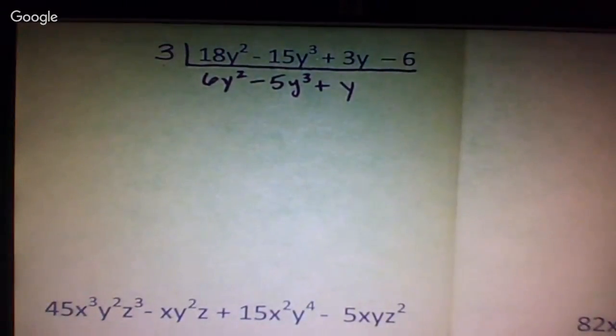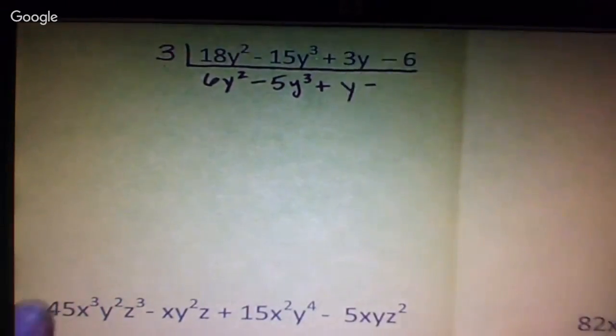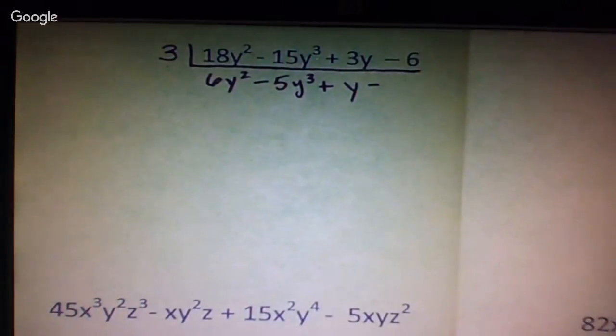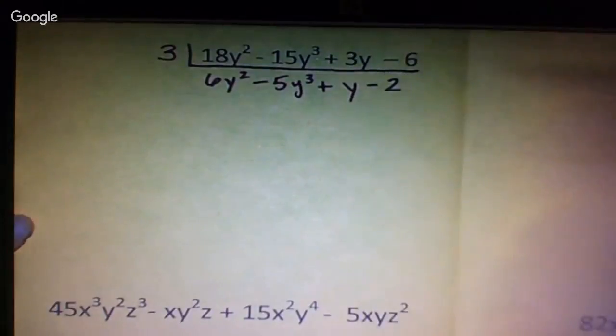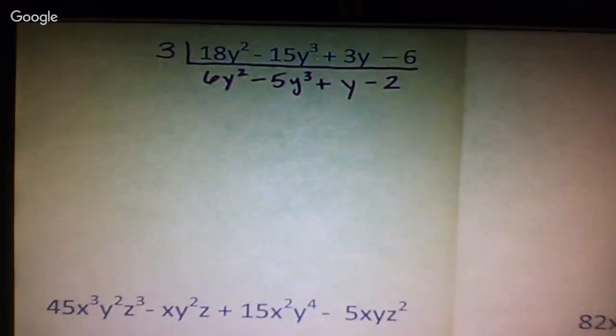Let's see. Minus. What can I pick on? Justin, what's 6 divided by 3? 2. Okay. So now we have a 6, a 5, a 1, and a 2.